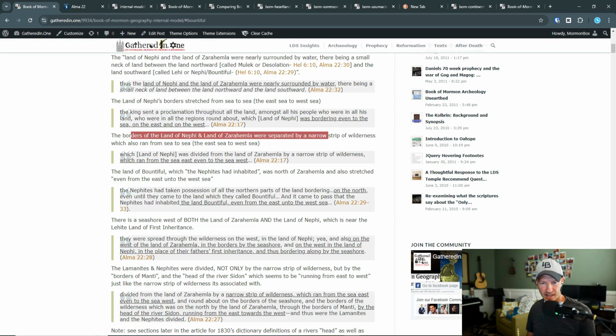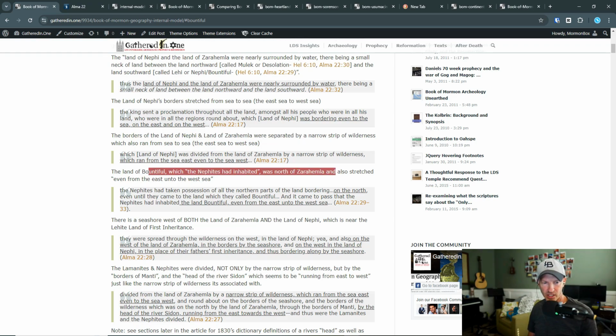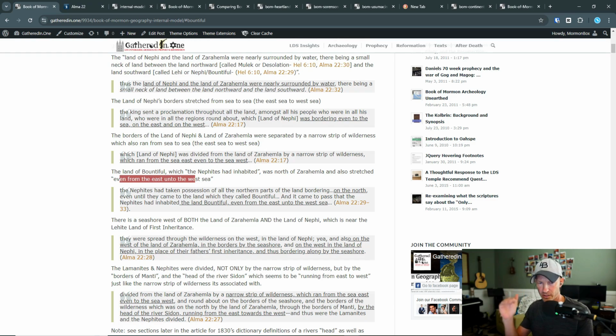Let's move on. The land Bountiful, which the Nephites had inhabited, was north of Zarahemla and also stretched even from the east to the west sea. Okay, let's read the actual verse. All right, you're following me? The land Bountiful is north of the Nephites, and it stretches from the east to the west sea.